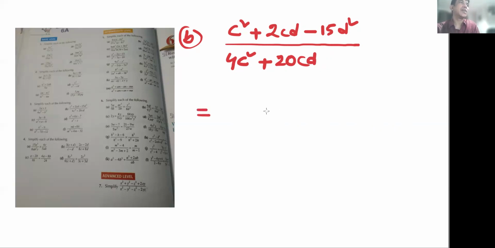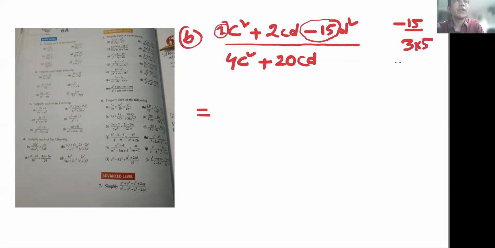Now, like programming, you will need to think about how you can solve this problem. There are 3 terms here. We can break it down with the factorization that we have learned earlier. How will we break it down? We take the constant, which is 1, so 1 into minus 15. And 15 can be written as 3 into 5, right?